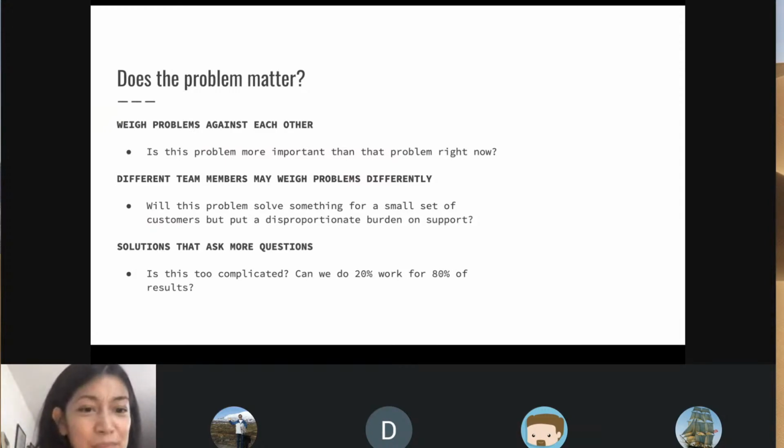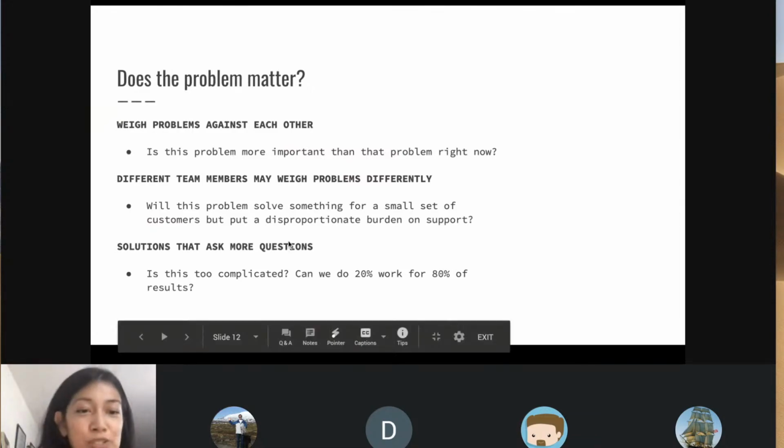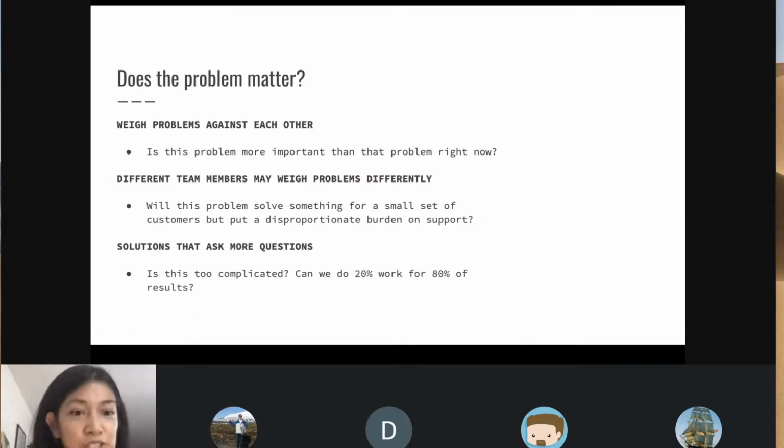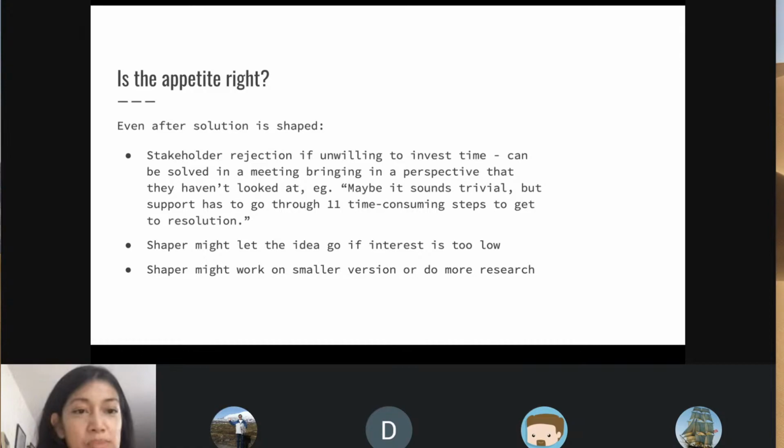And then, while you're shaping the solution, you may create solutions that raise more questions. Like, is this solution too complicated? Can we rethink this? Can we do 20% of the work for 80% of the results? Questions like that can arise. And is the appetite right? After a solution is shaped, there can be stakeholder rejection if they don't want to spend the time on it.